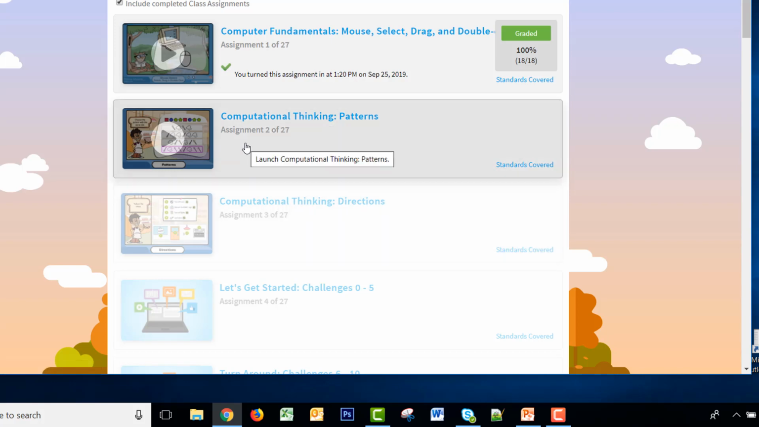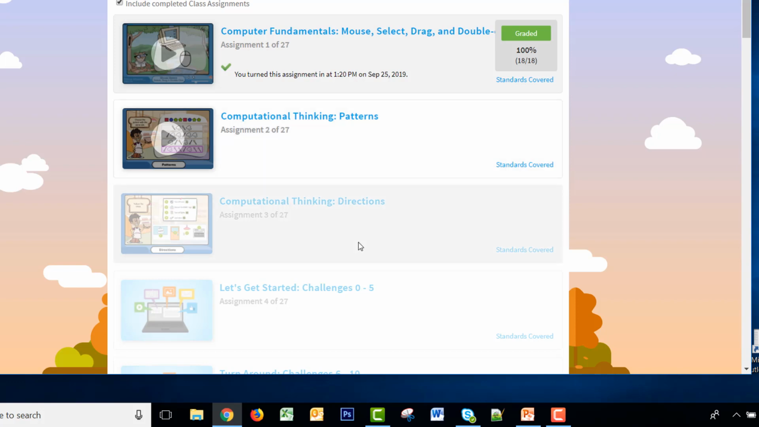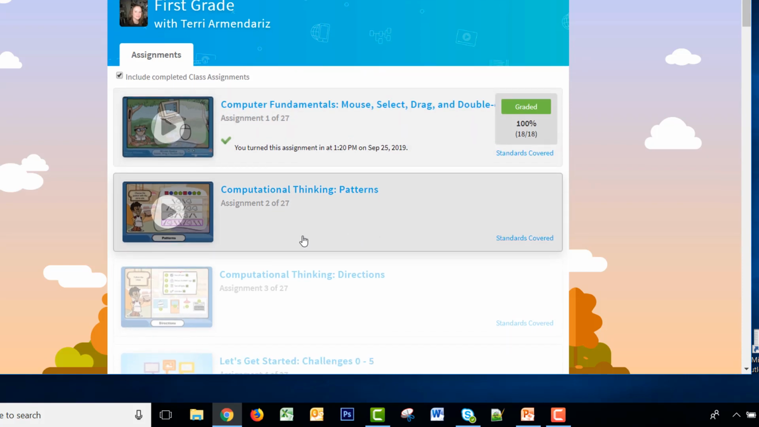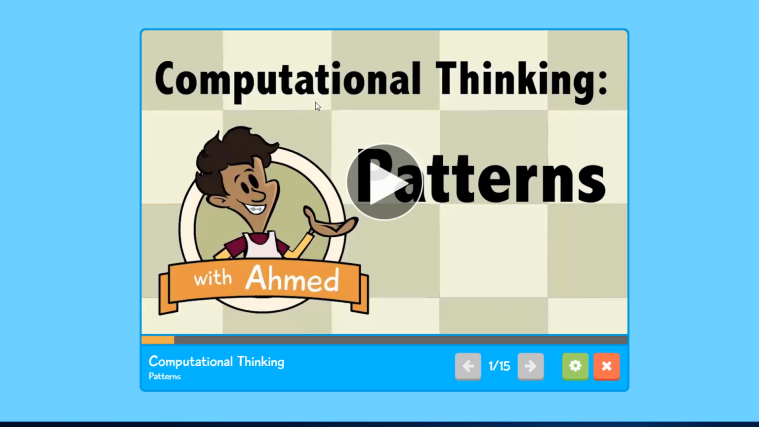Remember, just like in a game, you have to beat the level that you're on before you can move on to the next level. So it looks here like Miss Alice, that's whose account I'm on, she has completed the computer fundamentals lesson in first grade with a 100. Good for you, Alice. And now she's ready to start her computational thinking lesson. So I'm going to go ahead and click on this so you can see what it's going to look like.